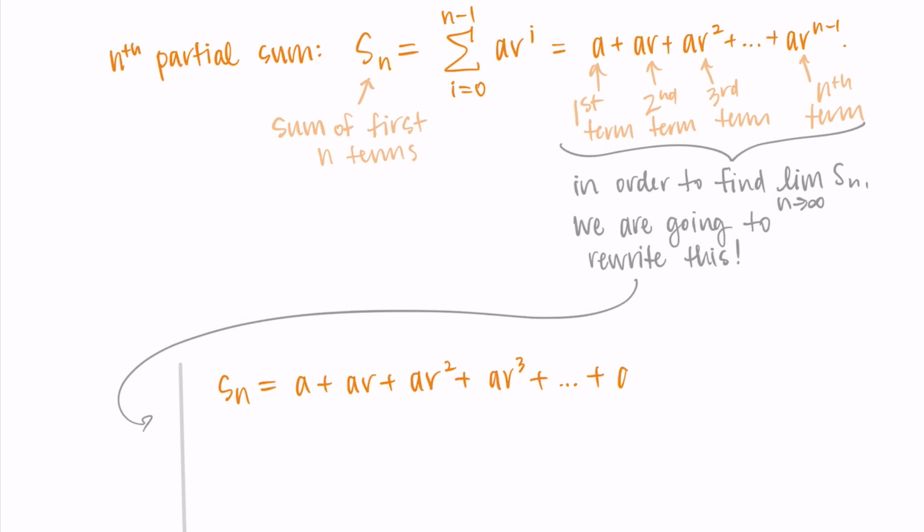Now remember, the whole goal is to get something that looks a little simpler so that we can take the limit of it. Because right now, with this sum, I don't really know how to take the limit of it. I'm not really sure what's going on. I need something that gives me more information or that looks different so I can determine the limit as n approaches infinity of this value.